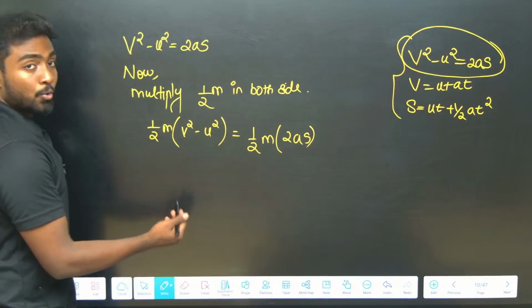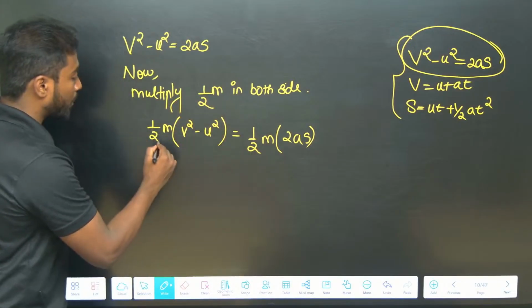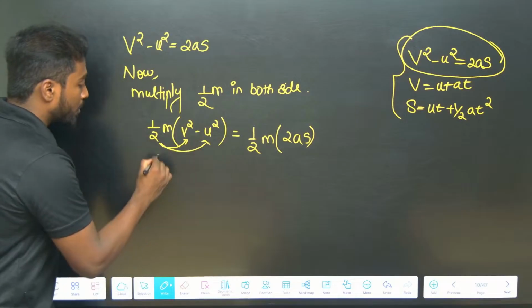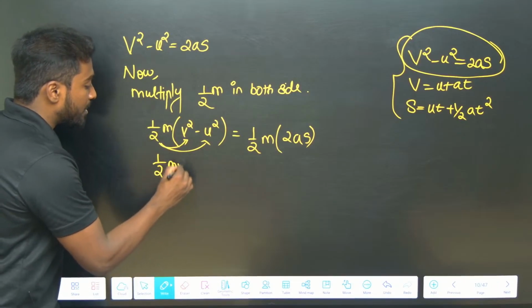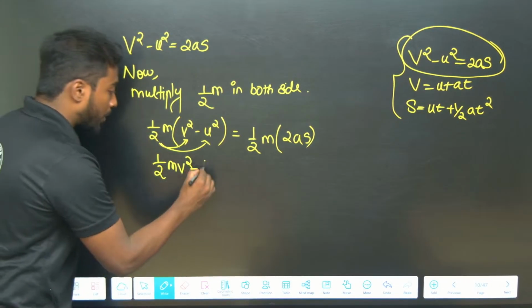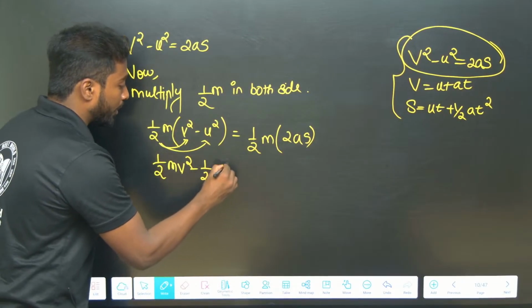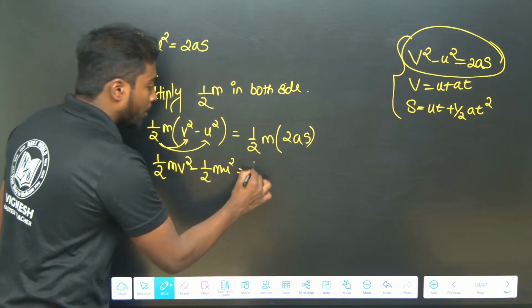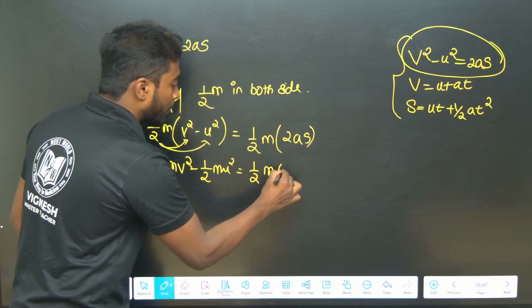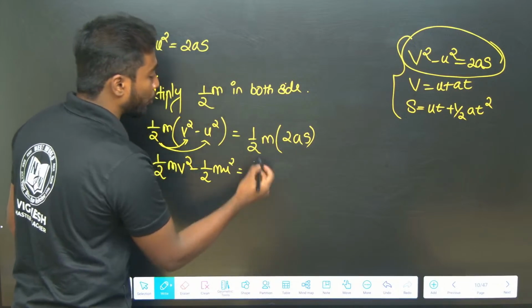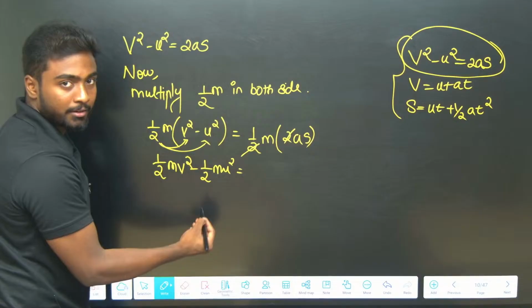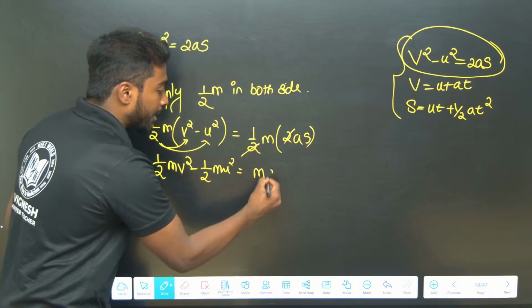Now I can multiply this one inside. So 1 by 2 m v square minus 1 by 2 m u square should be equal to 1 by 2 m of 2as. I can cancel the 2 here, the 2 and the 2, so it becomes m-a-s.